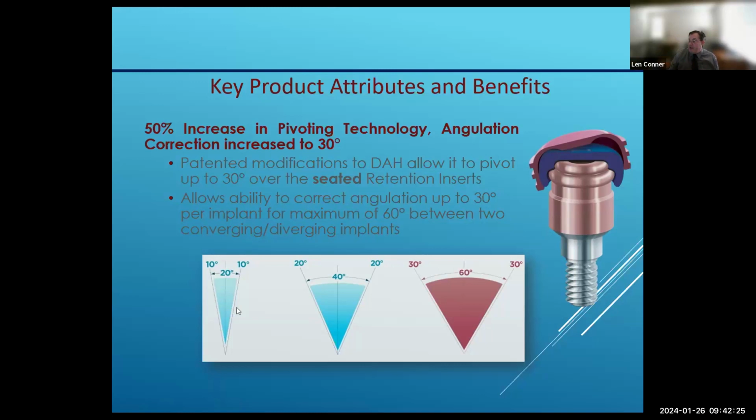The biggest advantage of the RTX is that the insert moves in the housing a lot more. So if you've got two implants that are fairly straight and you put these traditional RTX abutment inserts on there, they're going to go like this.